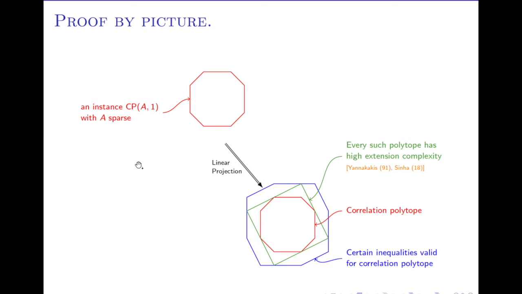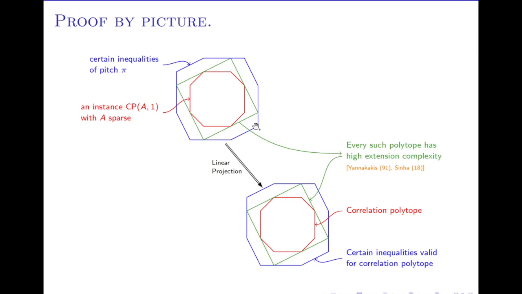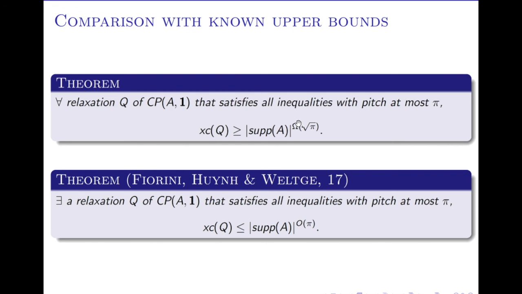And on top of that, this instance should have certain inequalities with pitch pi, such that those inequalities also exactly project to the certain inequalities that are valid for the correlation polytope. And if those are true, then if you have any polytope squeezed in between these two, like blue and red polytopes, they will also have high extension complexity. And this is interesting because essentially this is the first lower bound result regarding bounded pitch inequalities, as compared to many more works on the upper bound.